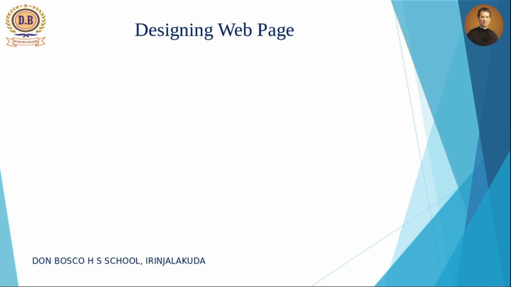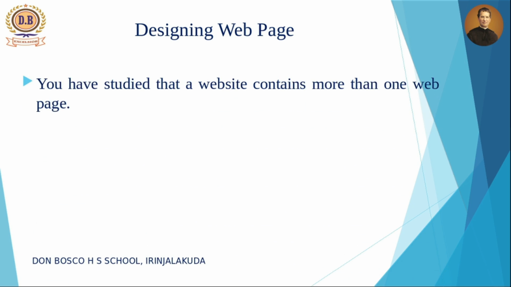So we are going to start a new chapter, chapter 8, making a web page using the coding language called HTML. While designing a web page, you have already studied that a website contains more than one web page. For example, when you are visiting the website of Don Bosco, it consists of several sub tabs, which means it contains more than one web page.